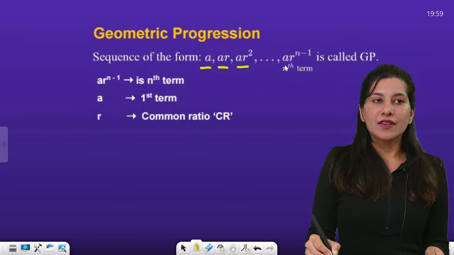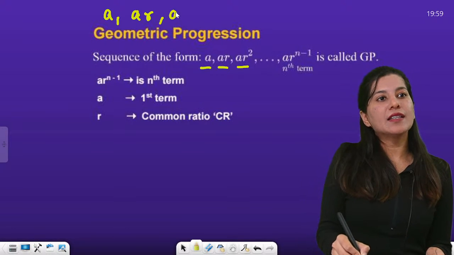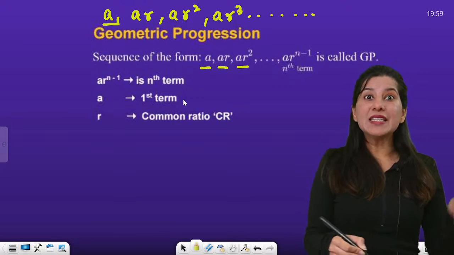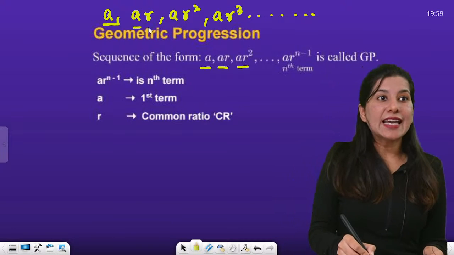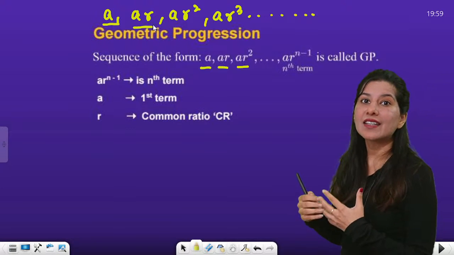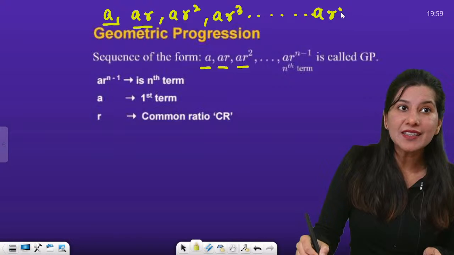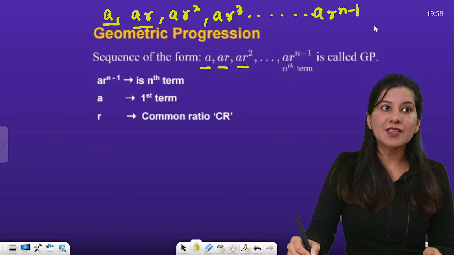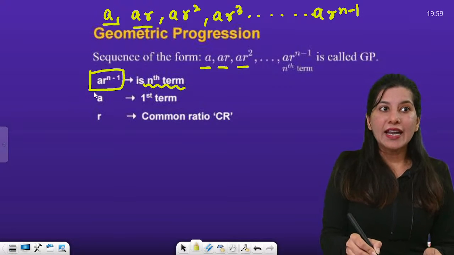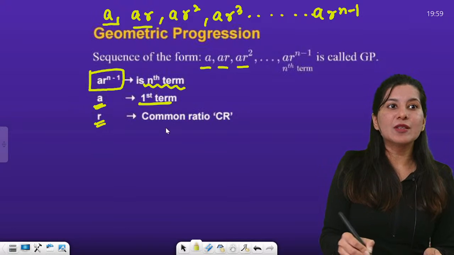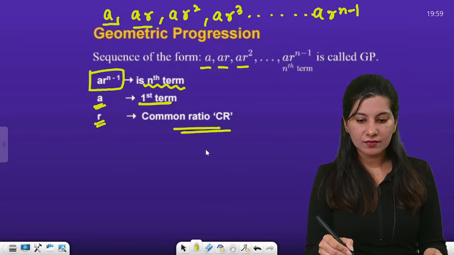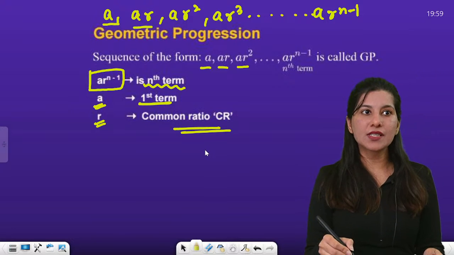It starts with a, then ar, then ar square, then ar cube. Can you see, first term has ar raised to power 0, second term has ar raised to power 1, third term has ar raised to power 2, so the nth term will have a similar thing, ar raised to power n minus 1. So this is your geometric progression. ar to the power n minus 1 will be your nth term, and in that a will be your first term, r will be your common ratio. Clear? Any doubts?